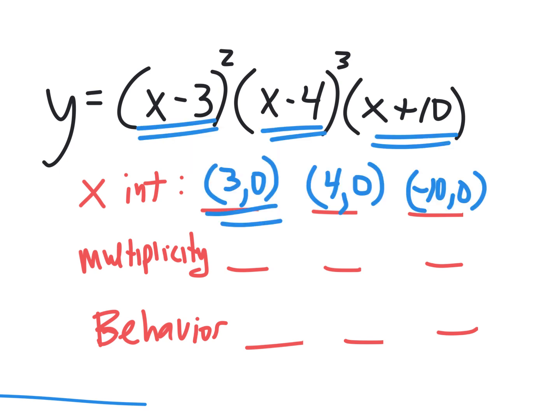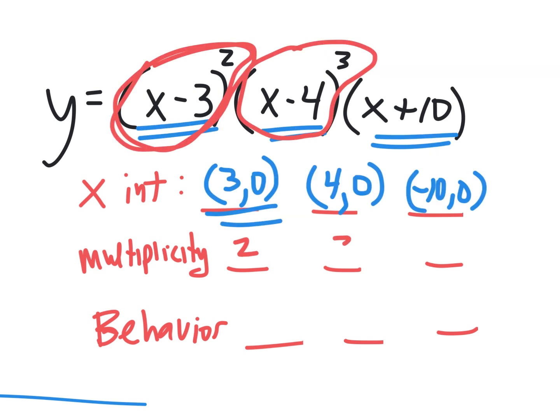Okay, now what's its multiplicity? It's just the number that it is. See, this one right here is to a power of 2, so the multiplicity is 2. This one here, multiplicity is 3. It's just what power it is. And then this last one here, there's no number there, so it's a 1. It's like there's a 1 here. Okay?